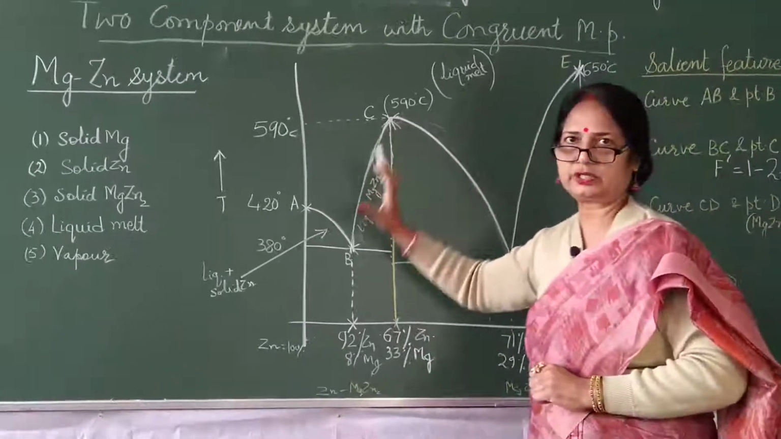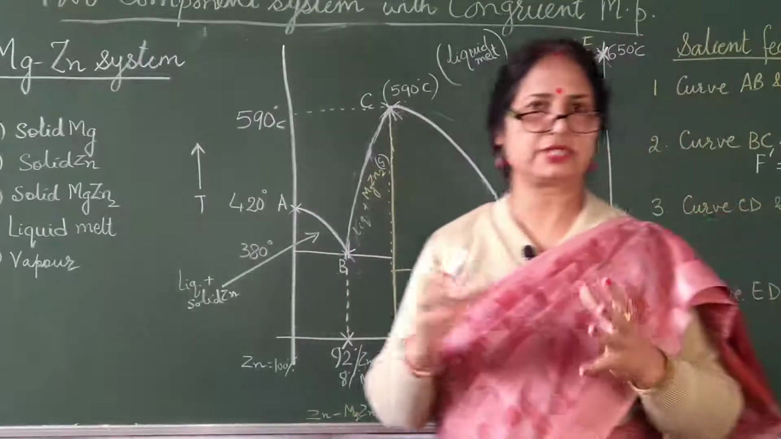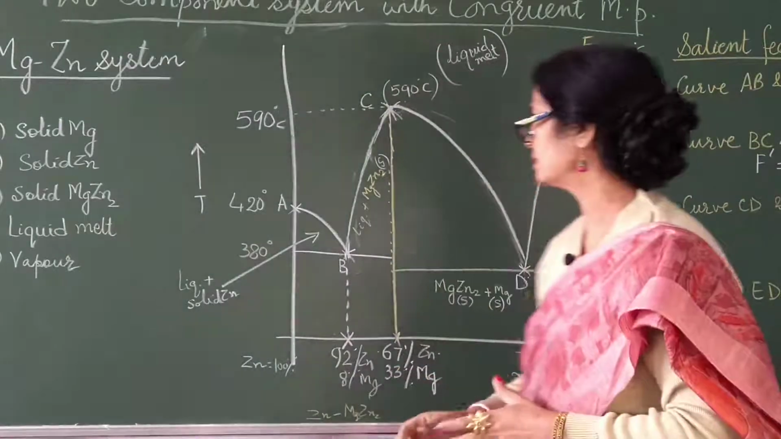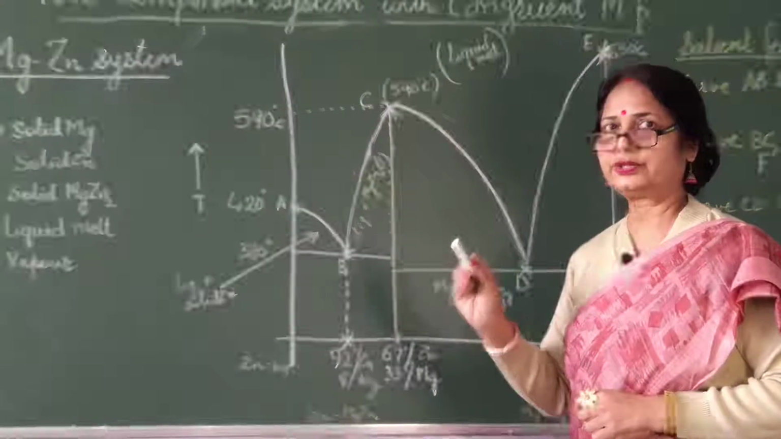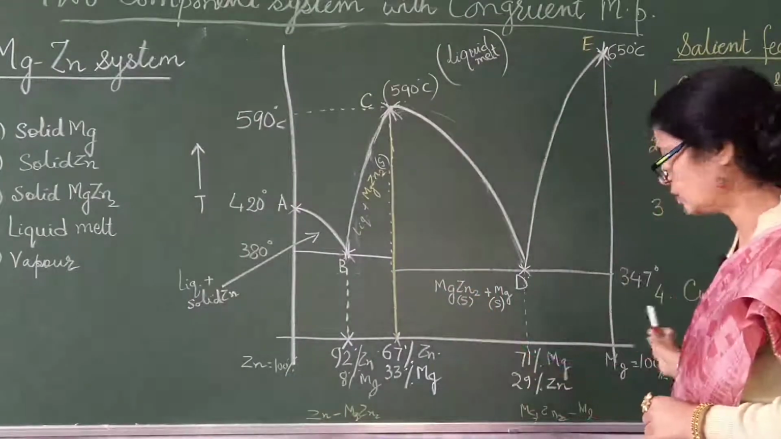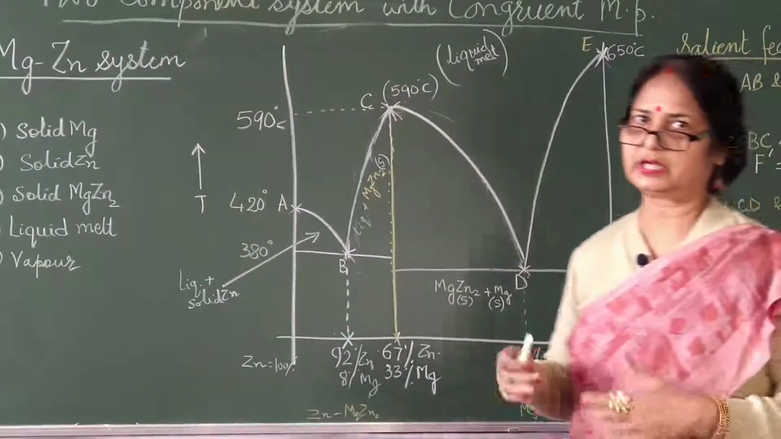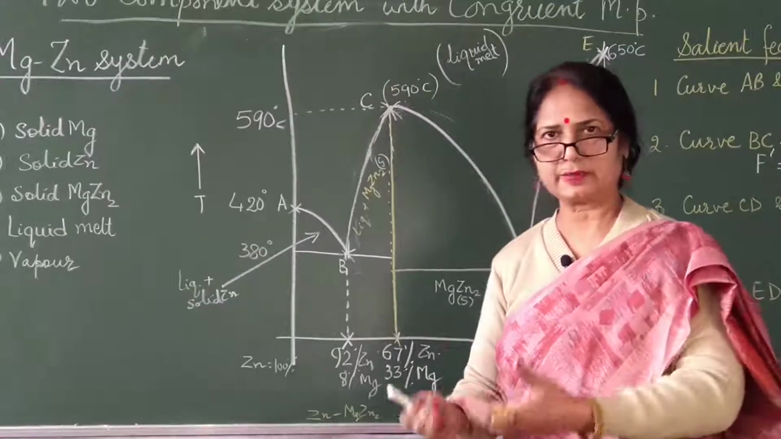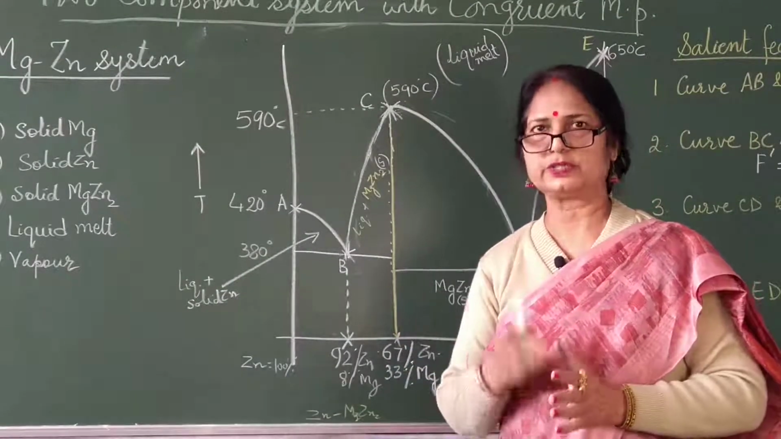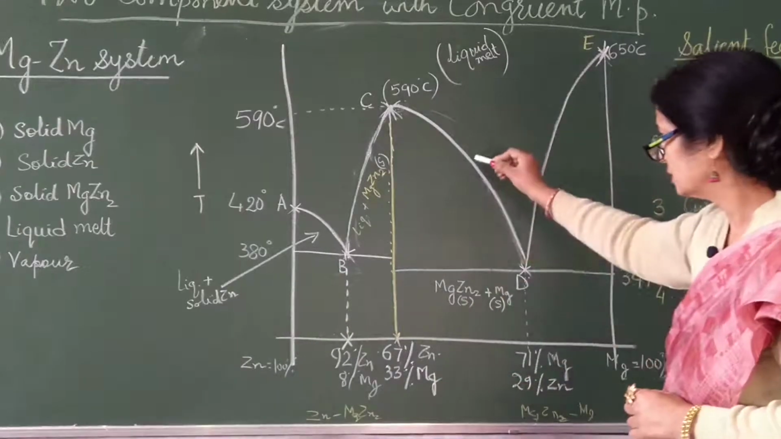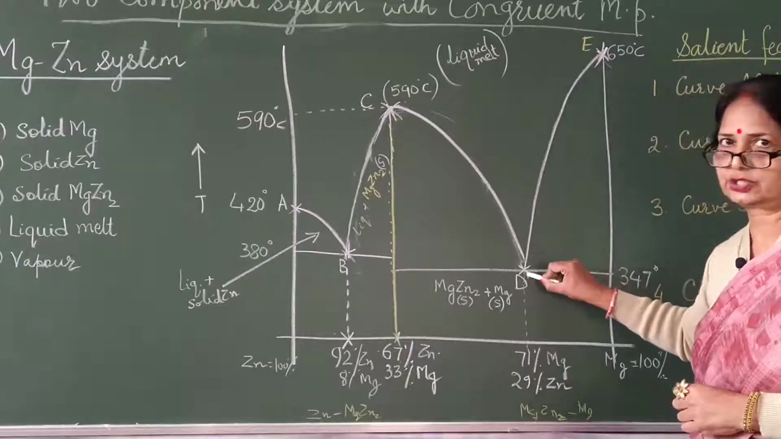Now let's come over to this curve CD. Now we are having the solid MgZn2 over here. So this represents the freezing point curve of MgZn2 to which more and more magnesium is being added. So what will happen? The added magnesium will go to the melt and solid MgZn2 is again being separated out till point D is reached.